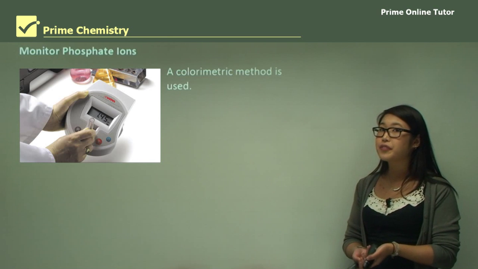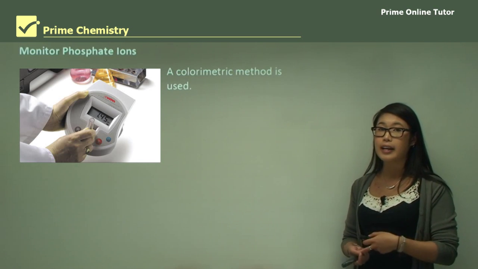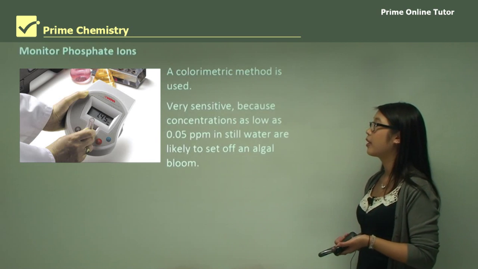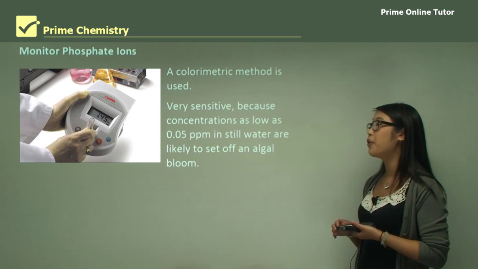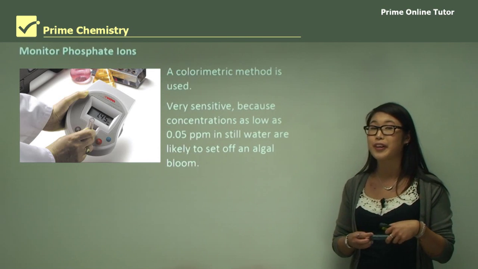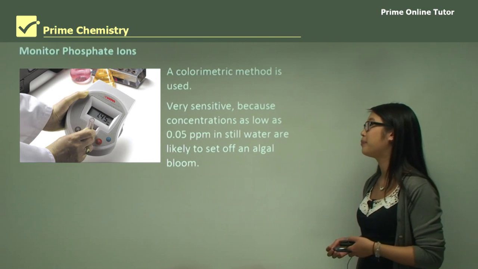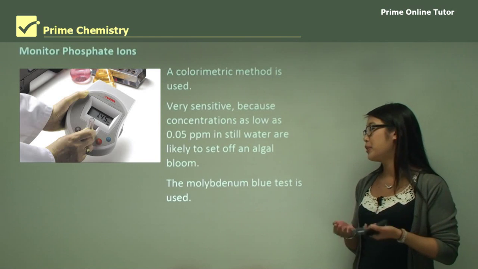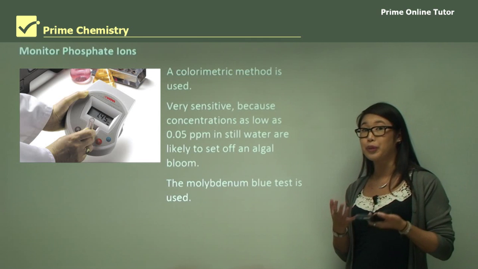So to monitor phosphate ions, we use a colorimetric method. That means it uses light and color to analyze the sample. It's very sensitive because only 0.05 parts per million of phosphate ions in the water are required for algal blooms to occur. And to do this, we use a molybdenum blue test. The colorimetric test here is using blue light.